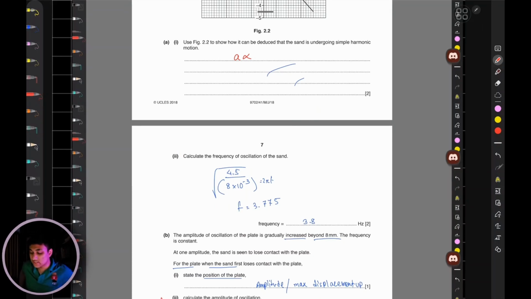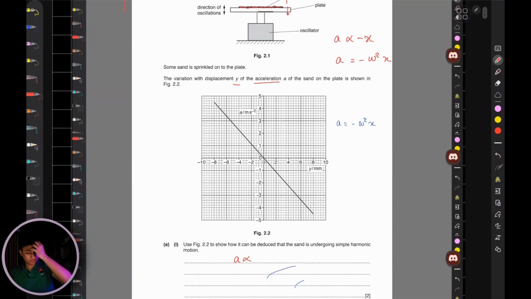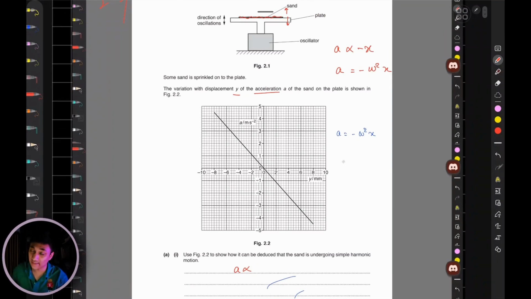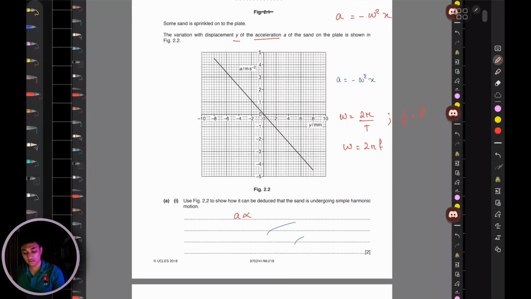Now, going to the part 2 of this question. Calculate the frequency of oscillation of the sand. Great. Now, what can you do over here? What do you know about angular frequency, the formula? Omega is either 2 pi by t, or you can substitute 1 by t as frequency, and you can say omega is 2 pi f.